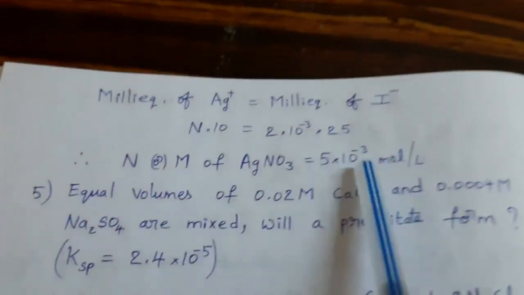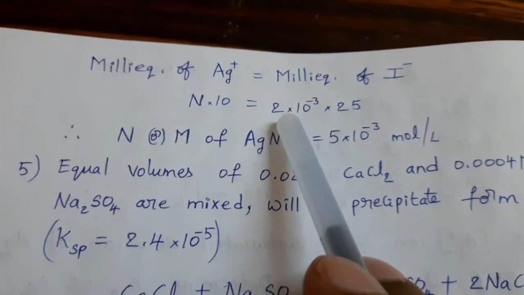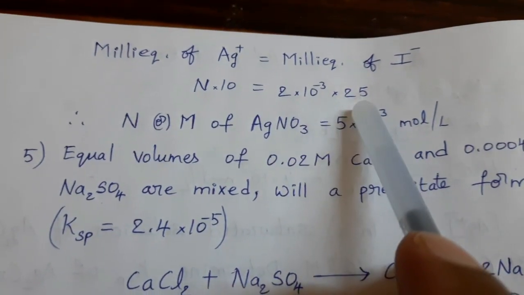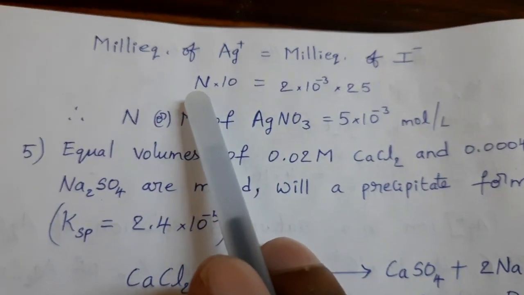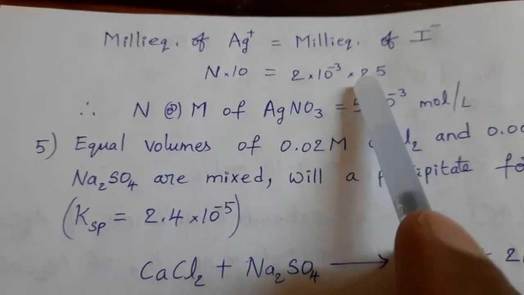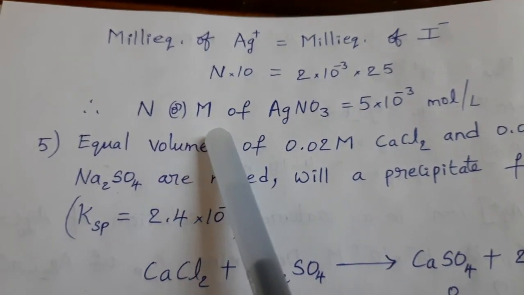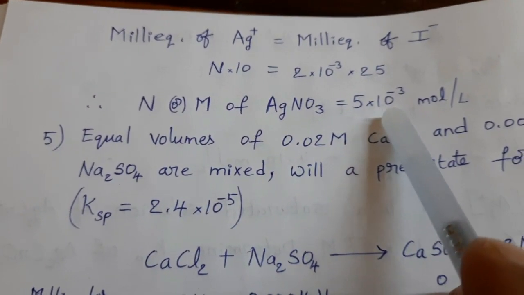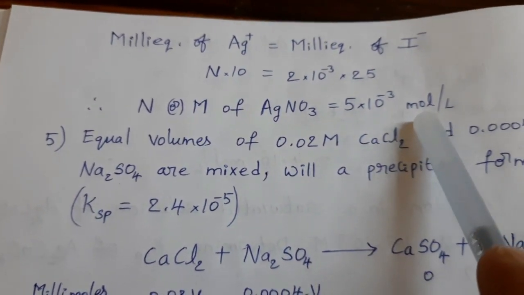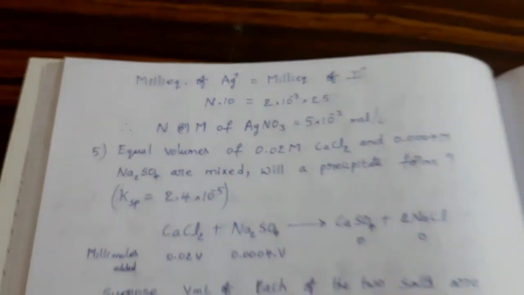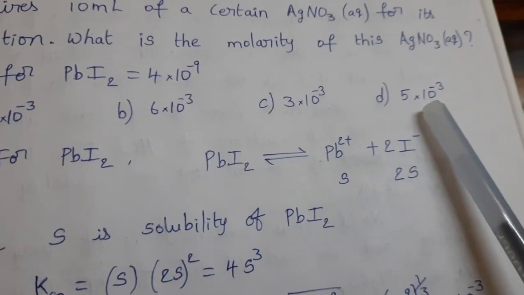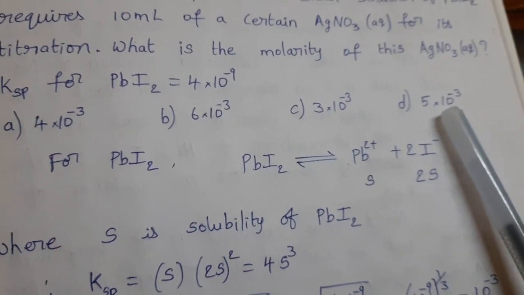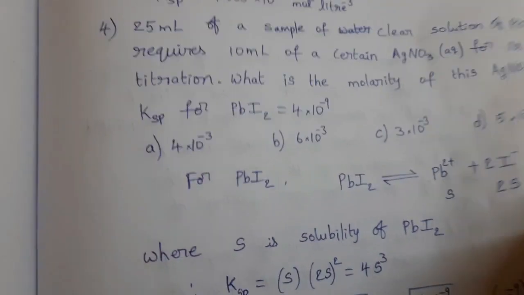Substitute these values: iodide ion 2 into 10 power minus 3 into 25, for this 10 ml, normality we should calculate. By doing this calculation we get the normality or molarity of AgNO3 equal to 5 into 10 power minus 3 mole per liter. Okay. Now, what is the option for this? Option D is the answer. I hope you understood this question. Next.